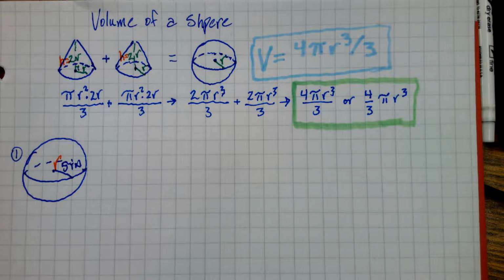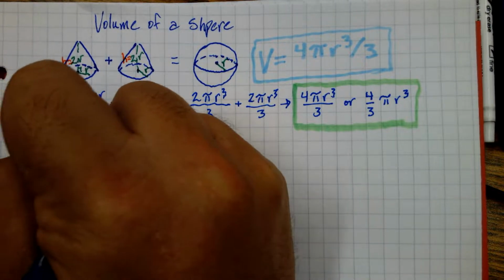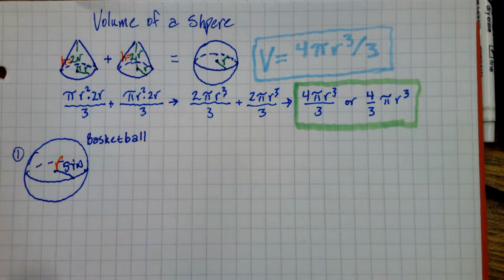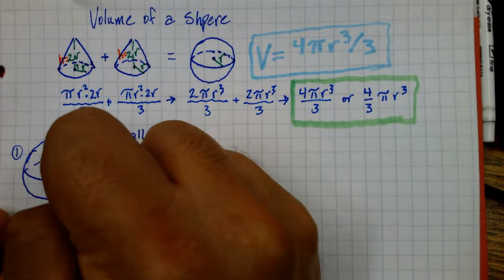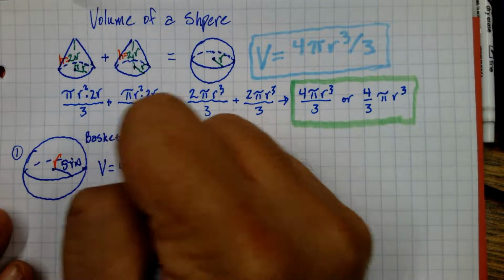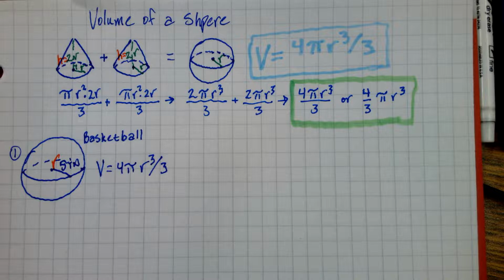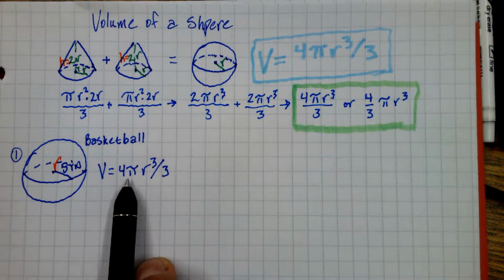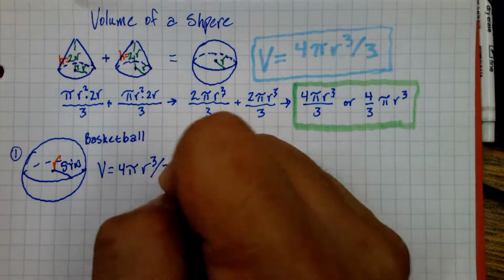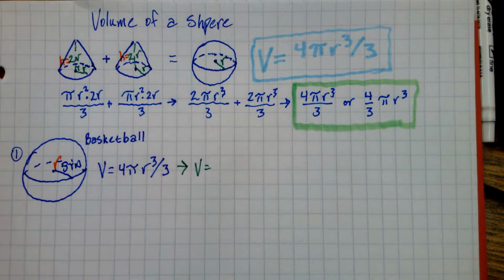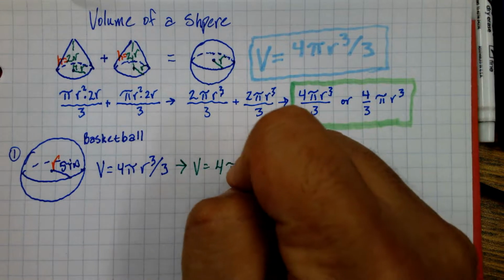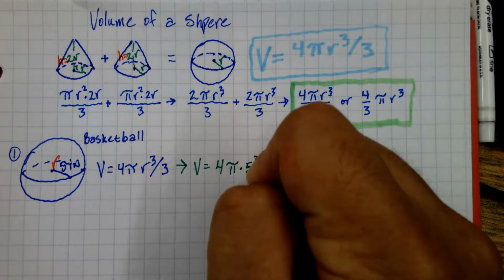Now, this is for a basketball. Let's figure out the volume. So we're going to use that formula, 4 pi r cubed divided by 3. We're going to get both answers in terms of pi and then the exact answer. So let's first get our answer in terms of pi. We're going to leave the pi as the symbol pi, not as a number. So the volume is 4 pi, and our radius is 5, cubed, and then divided by 3.